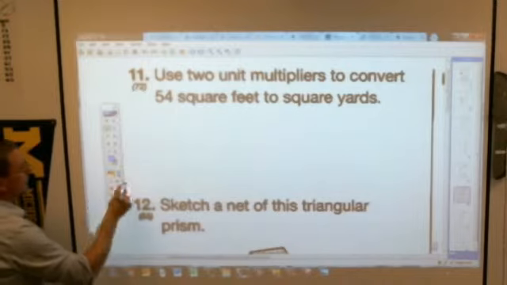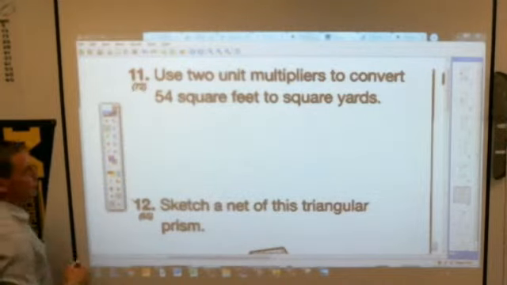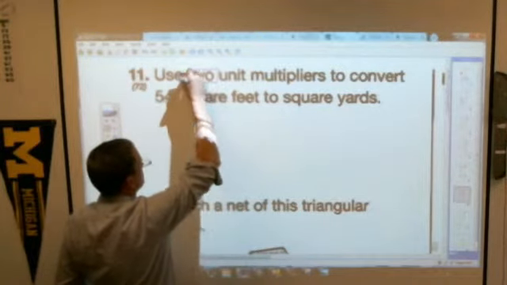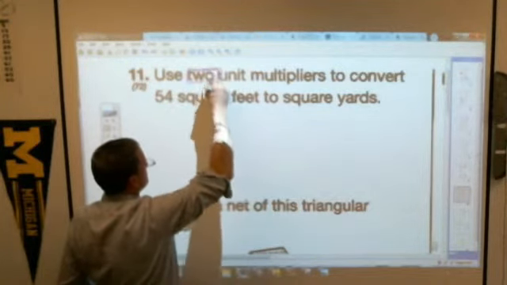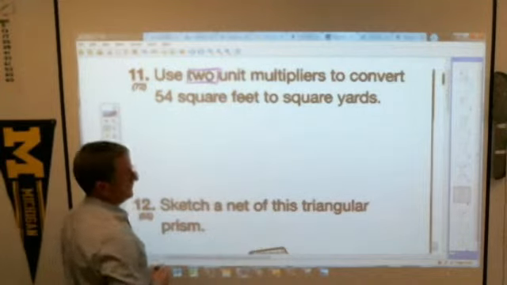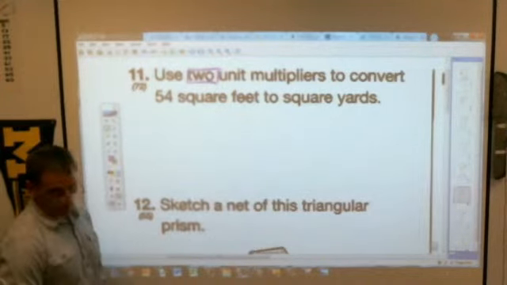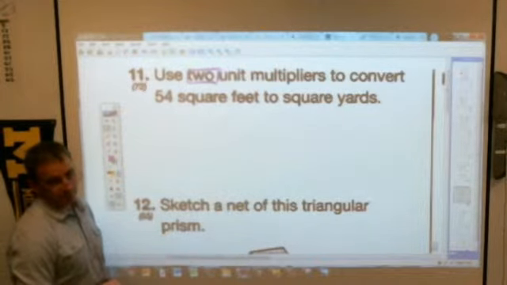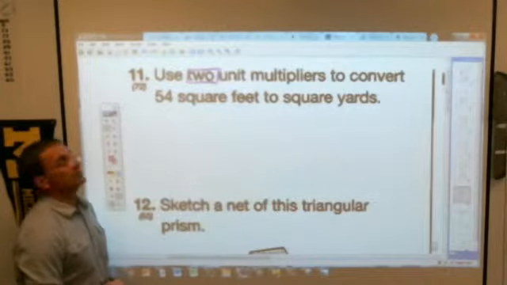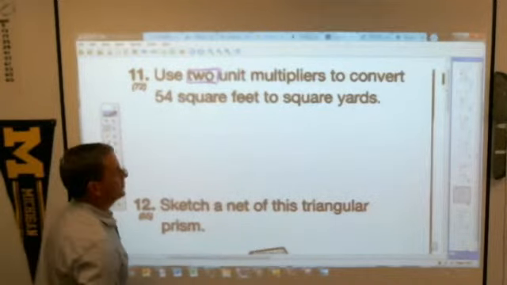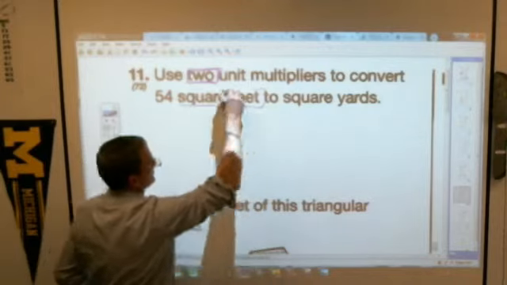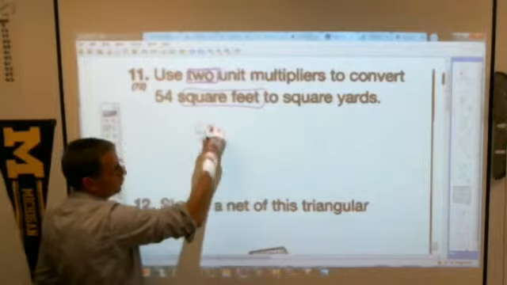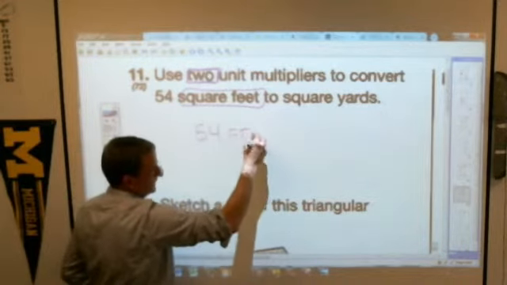How about this? Here's a question for y'all. Why does the problem say to use 2 unit multipliers? Because you only use 2 multipliers. It said you only need 2. But I can change feet into yards. If there's just 3 feet in a yard, why do I need 2 of them? Because it's feet squared and yard squared. Exactly. Because it's the label. It is square feet. It's not 54 squared, it's 54 square feet.